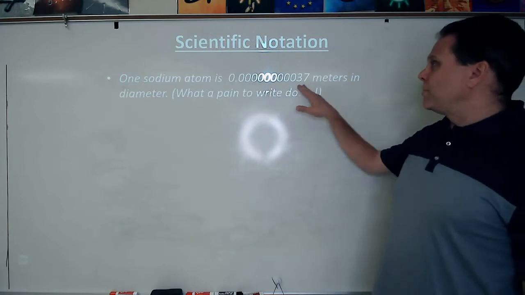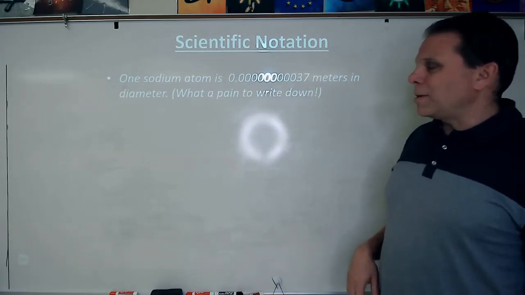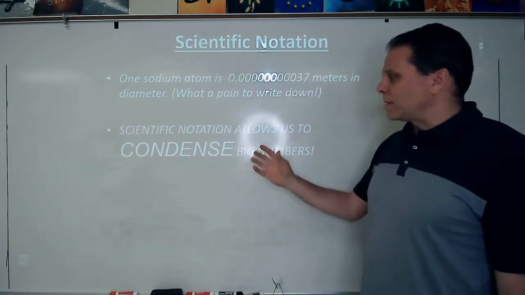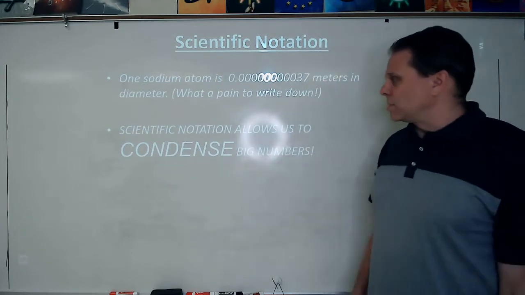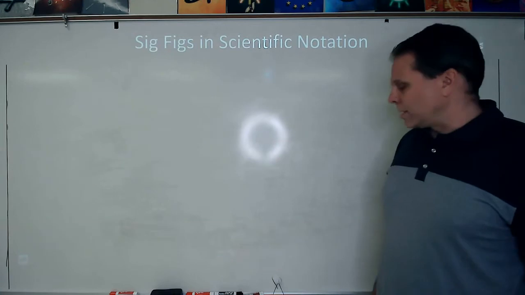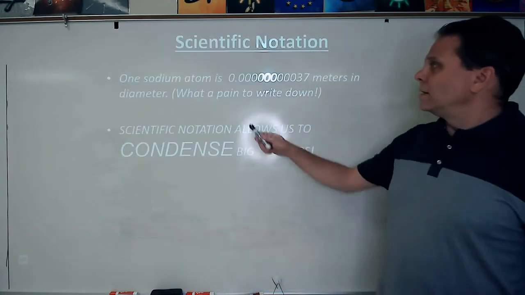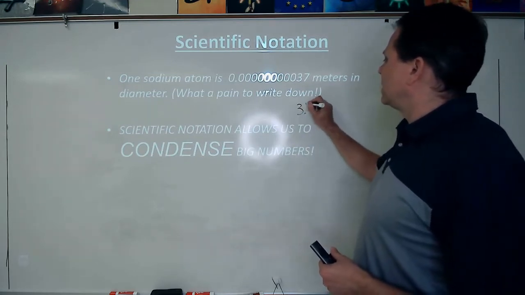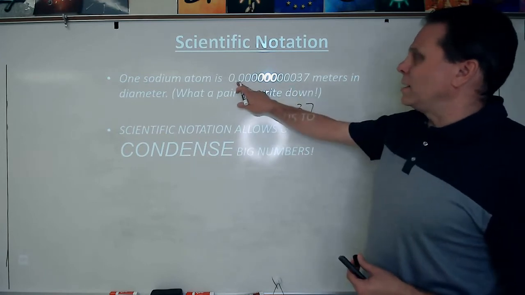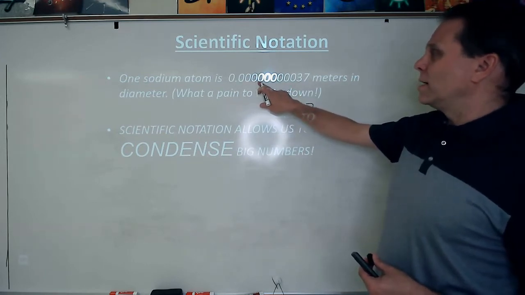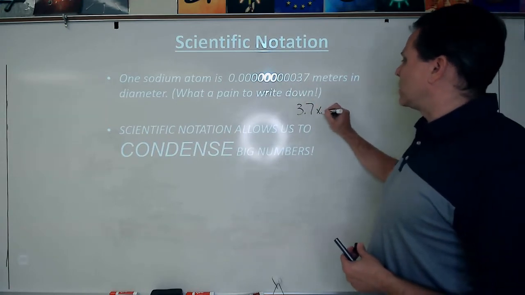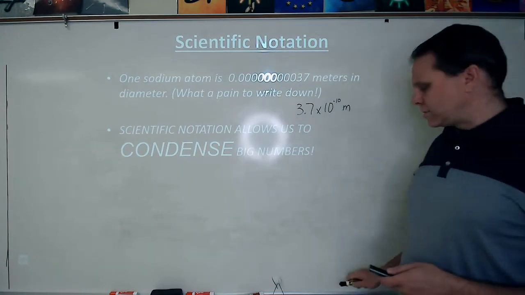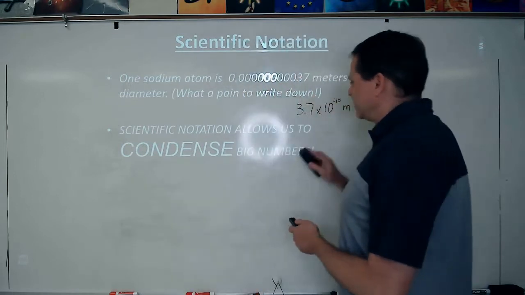So if I have one sodium atom and it's that many meters in diameter, what a pain it is to write all that down. Wouldn't it be much easier to write down something that was notated, something that condensed the big numbers or the long numbers anyway, and made it a lot easier to calculate? So what would that be in scientific notation? Well, it's not going to take as long to write out. 3.7, and then you have to count how many zeros you go over this way, right? So you have 6, 9, 10. So 3.7 times 10 to the negative 10th meters. A little easier to write, okay? You don't lose track quite as easily.